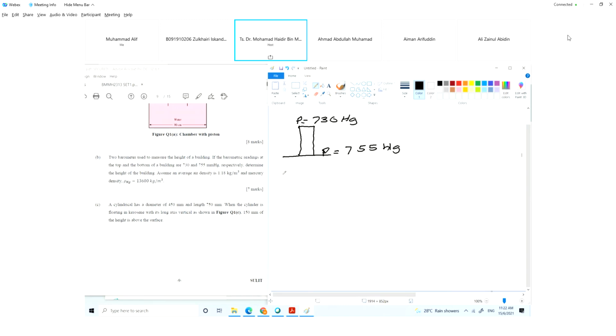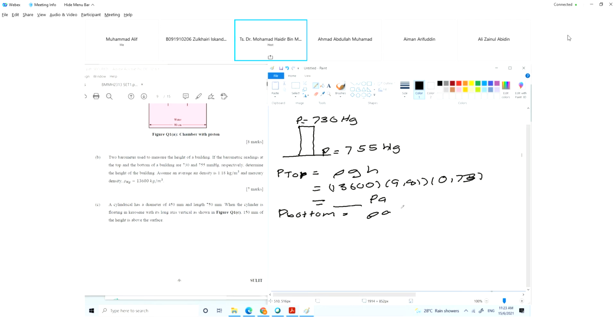Based on this information, we can determine the pressure at the top of the building using the height of the mercury. Just use rho g h, where rho is for the mercury, 13,600, g is 9.81, and h is 0.73. This is in millimeter, so you need to change it into SI. So you get P top, and the unit is Pascal. And then you need to get the pressure at the bottom, equal to rho g h again, with density 13,600, g is 9.81, and h is 0.755. So you get the pressure at the bottom of the building.